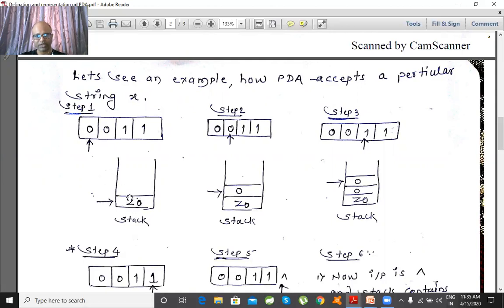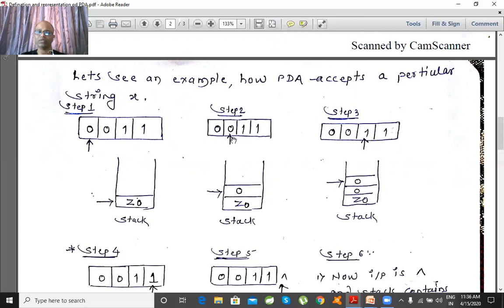If this condition is true, every zero will be pushed one by one onto the stack until we read the first one in this sequence. So condition number 1: we are pointing at 0, and Z0 is on top of stack. If this condition is met, this 0 will be pushed onto the stack, and once you read this character, the head will point to the next input character available for being scanned on this input tape.